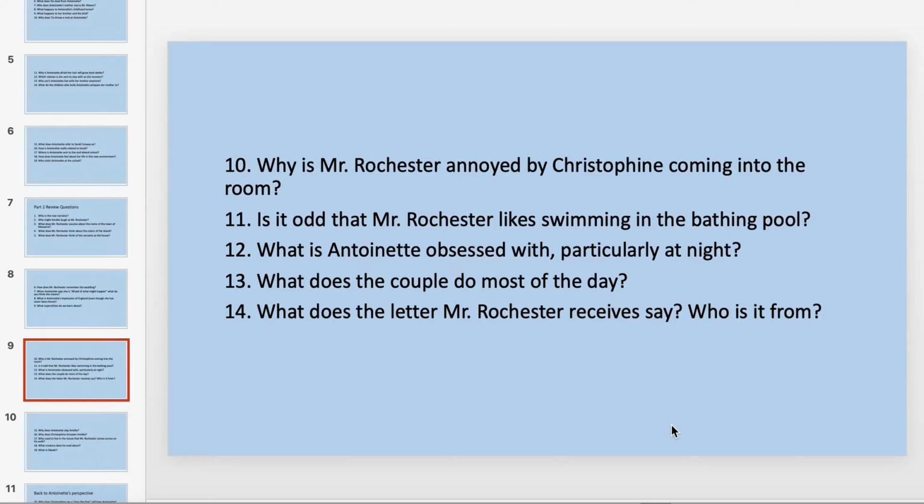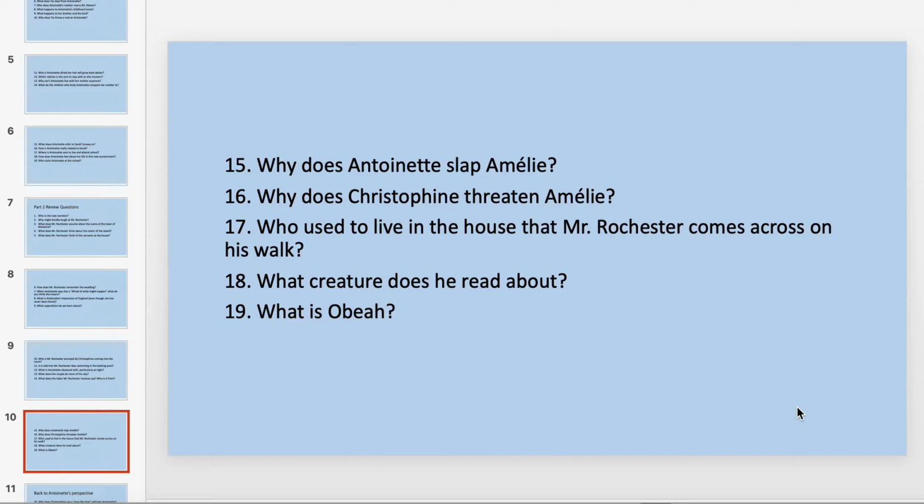Rochester to try and warn him about her family. So this is a half-sibling who Antoinette is not close with, who does not like her, and so he's going to start trying to get in the way of this relationship. Going on to 15, why does Antoinette slap Amelie?